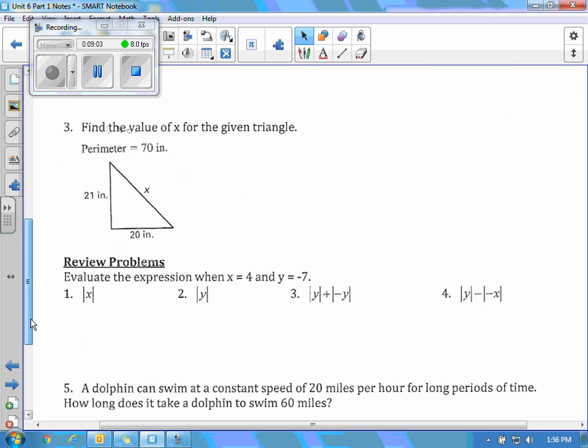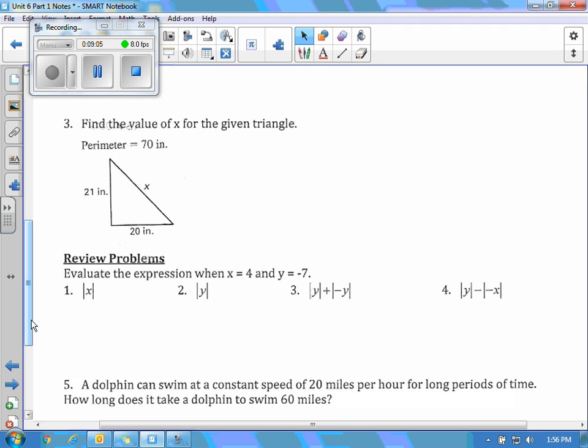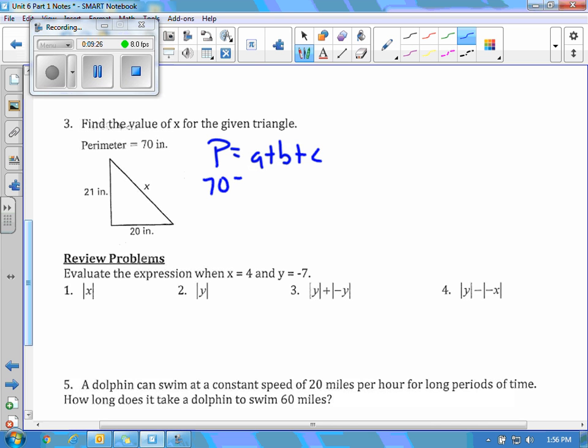Number 3, it says find the value of x for the given triangle. So we're given the information that the perimeter is 70, and then we're given 2 sides of the triangle, and we're looking for the last side, which is x. Now we know to find the perimeter of a triangle is really straightforward. It's just a plus b plus c, meaning we're just going to add up all the sides. So I'm going to plug in things that I know. I know the perimeter is 70, so I'll plug in 70 there. I'm going to say that a is 20, b is 21, and c is that x. So I'm trying to figure out what that x is.